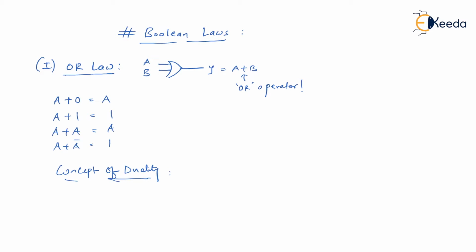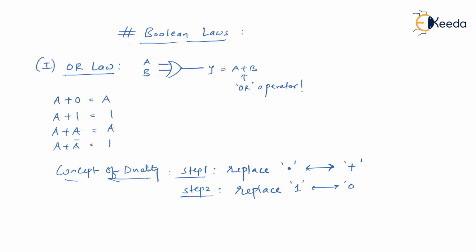But then how do we take the dual? It is very simple. We take the dual in two steps. Step number 1, we replace product with sum and sum with product. Therefore, as you can see, the arrow is bidirectional. In step number 2, we replace 1 with 0 and 0 with 1. We replace product with plus and plus with product, that is nothing but product with sum and sum with product.